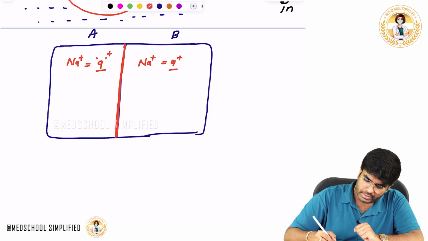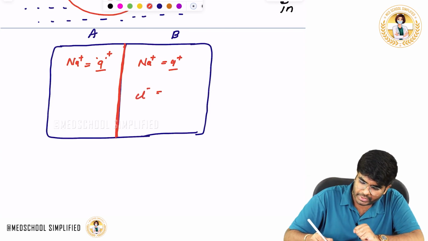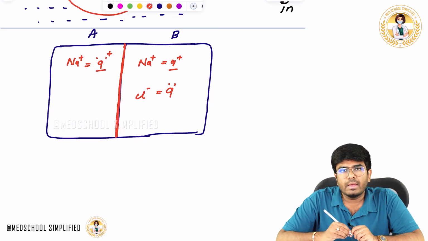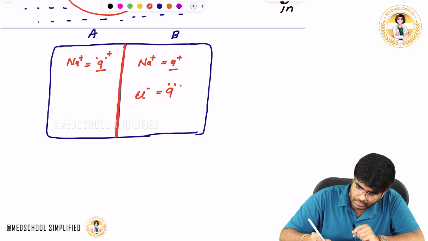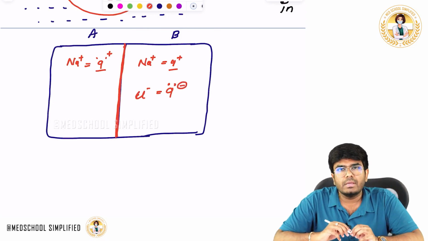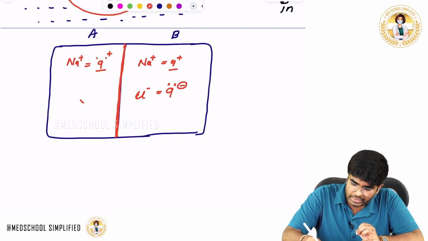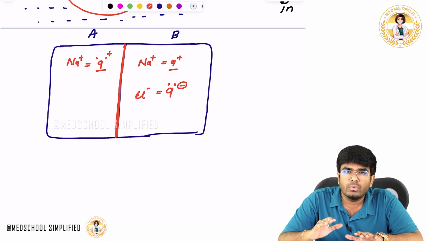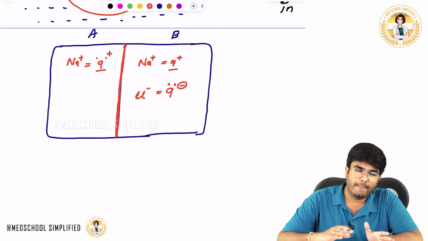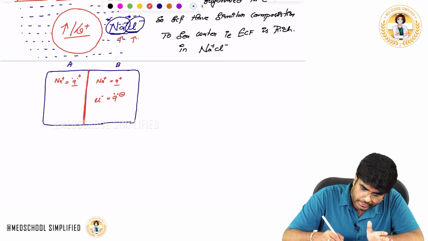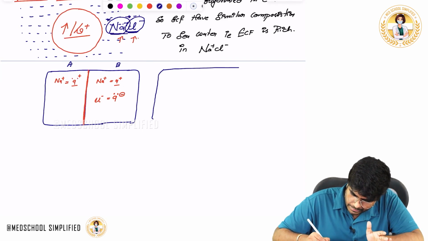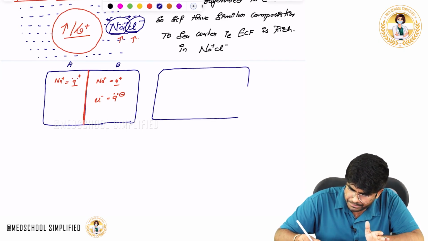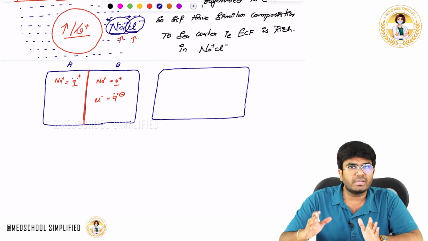Now in compartment B, I am keeping chloride. I am keeping 9 chloride ions here, the negative charges. Here there is no chloride, so automatically this chloride will undergo diffusion and try to create an equilibrium state. There should always be balance; substances should not be concentrated in one single place.